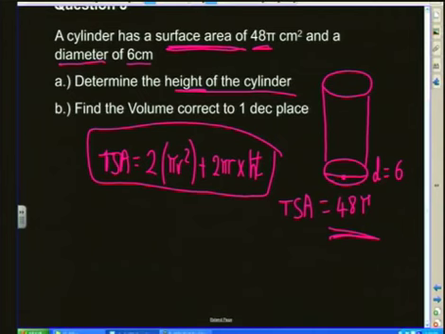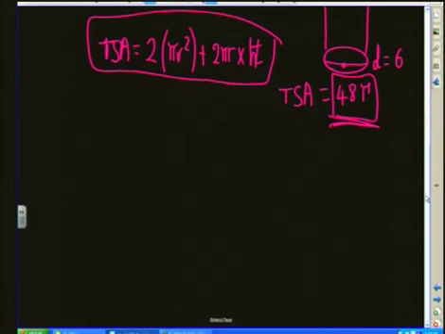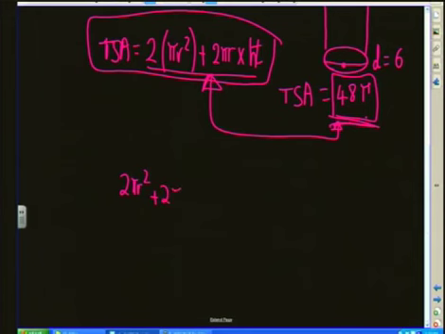They've also told you that the total surface area is 48 pi. So if you know that the total surface area is 48 pi, and you know the expression for the total surface area, you can equate those, because these are equivalent formulae. Right, so I can say 2 pi r squared plus 2 pi rh is equal to 48 pi.